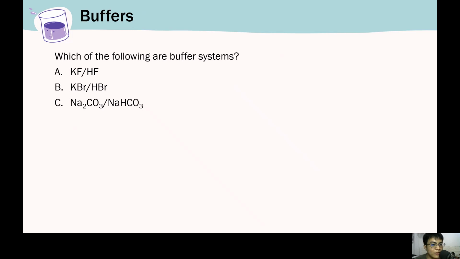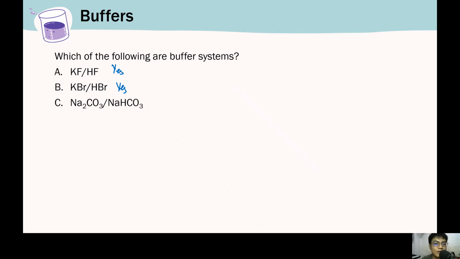Letter A. Is it a buffer system? Actually, yes. So yes, this is a buffer system. Because the only difference is that HF has one H, and then KF lost its H. When only one H is lost, then that's a buffer system. How about letter B? Is this a buffer system? The answer is yes. It is a buffer system, because what was lost? Only one H.